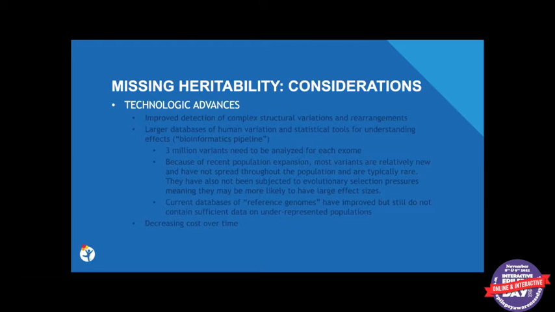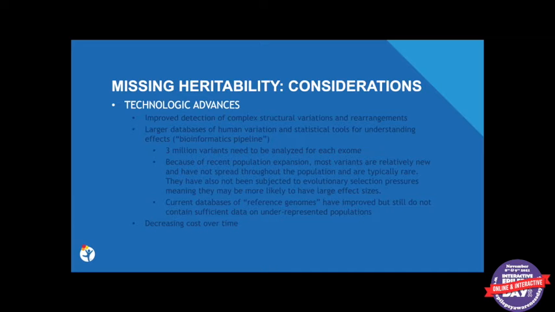The next thing would be technological advances. So again, exome sequencing is not able to detect these complex structural rearrangements. So again, when genes get kind of cut up or turned around and put into a different segment of the DNA or smushed together with another gene, those things are called structural variations. And up till recently, our testing was not very good at picking those up.